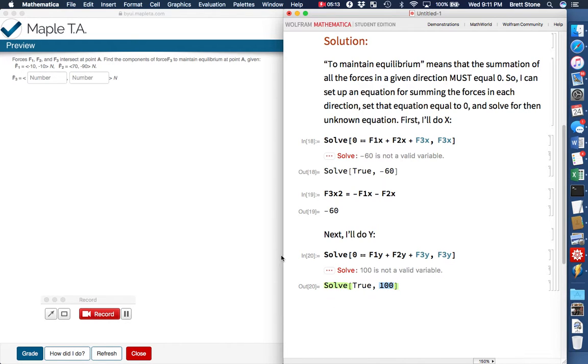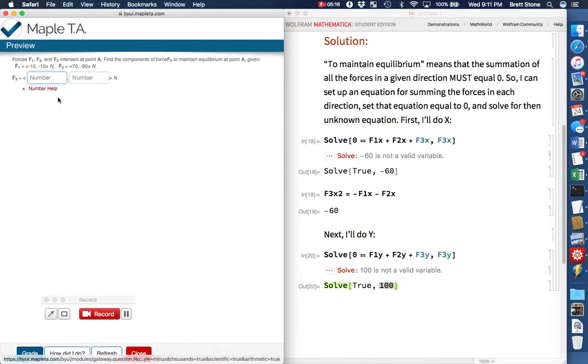So my values for x and y for F3 are negative 60 in x and positive 100 in y. Now, does that make sense? Before we hit grade, let's do a little sanity check. If I look at F1 and F2, F1 in the x direction is negative 10, F2 in the x direction is positive 70. So given these unbalanced forces, there's a bias toward the positive x direction, about 60. And to balance it, F3 has a value of negative 60.